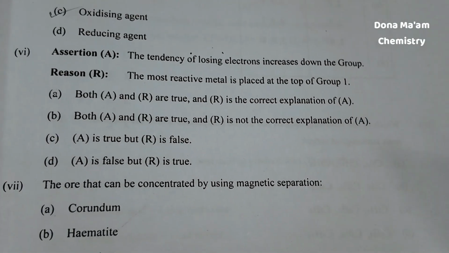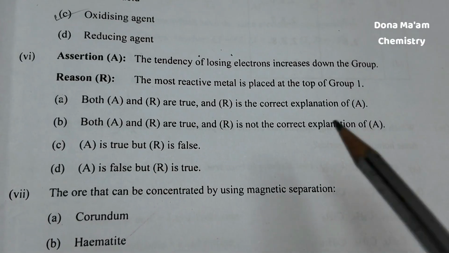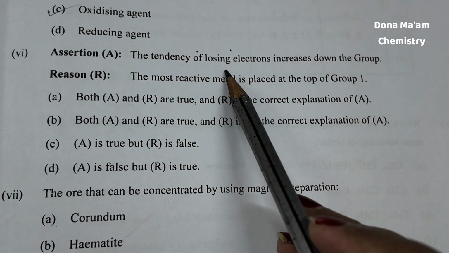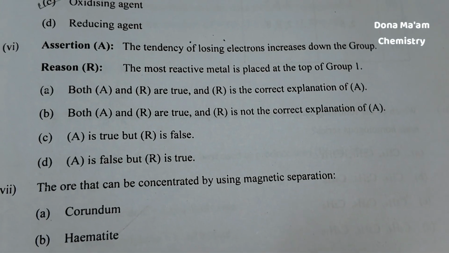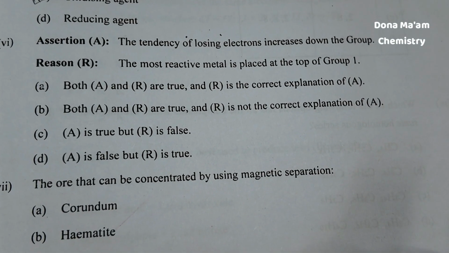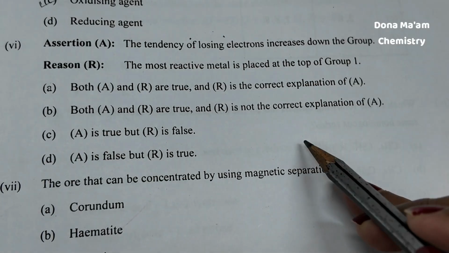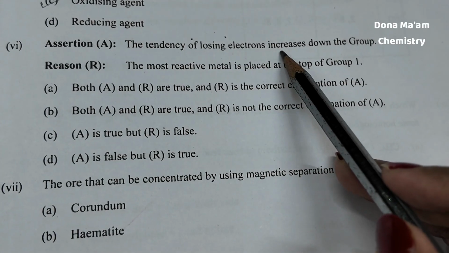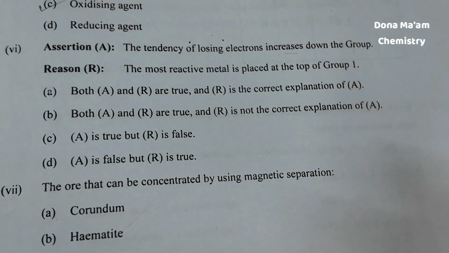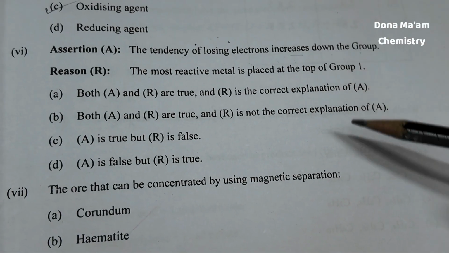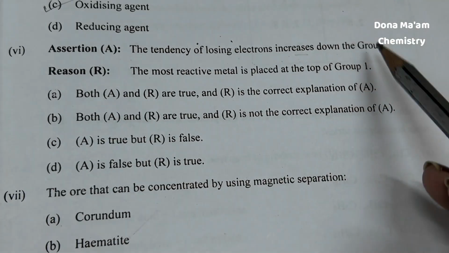Next comes another favorite question of assertion and reason. What does it say? The tendency of losing electron increases down the group. We all know electrons are lost by metals, and as you go down the group, the metallic character increases. So metals lose electrons, so the tendency of losing electrons increases down the group. It's absolutely correct because the metallic character increases down the group as well. So the assertion looks true.